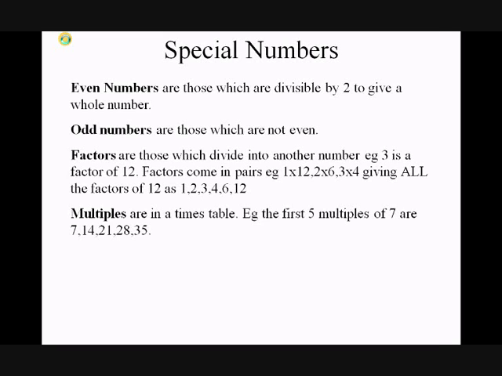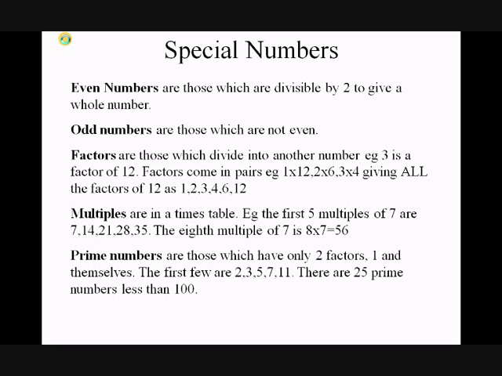Multiples are in a times table. For example, the first 5 multiples of 7 are 7, 14, 21, 28 and 35. And the 8th multiple of 7 is 8 times 7, 56.